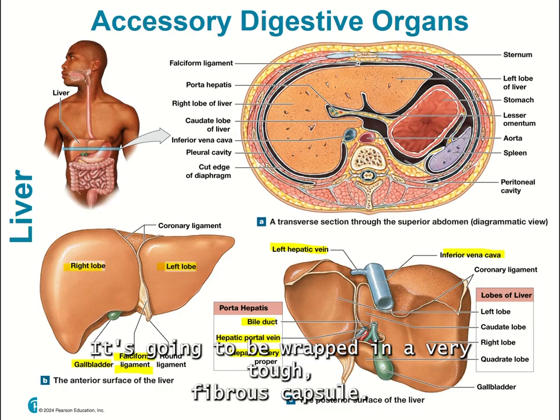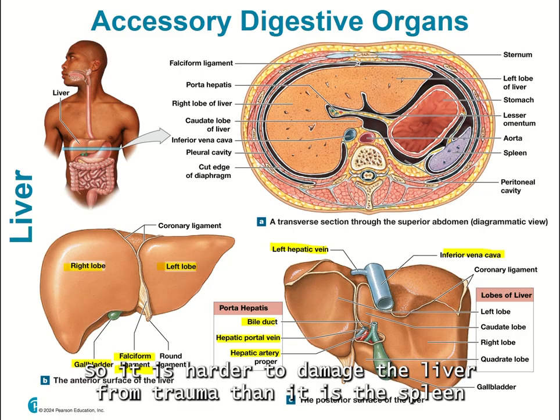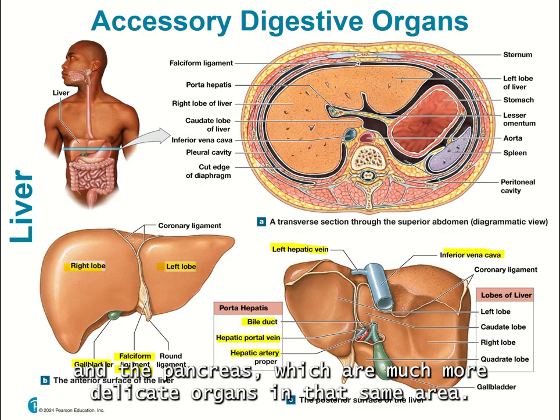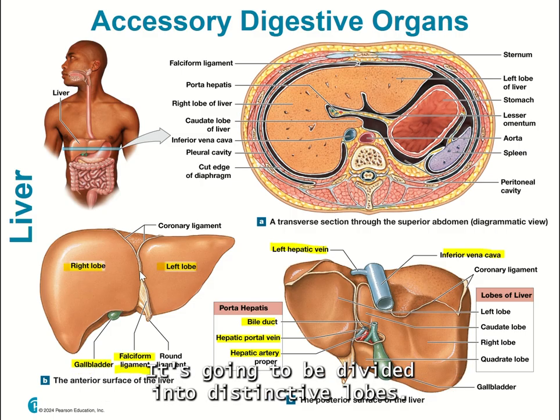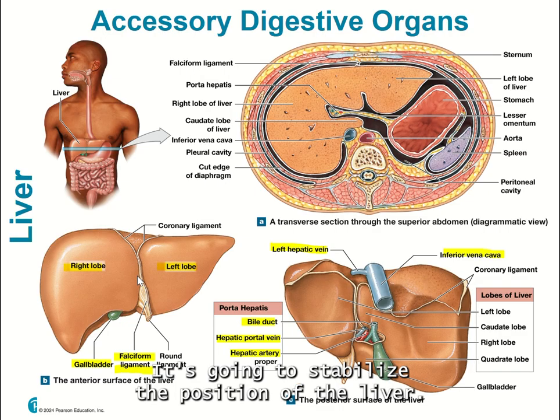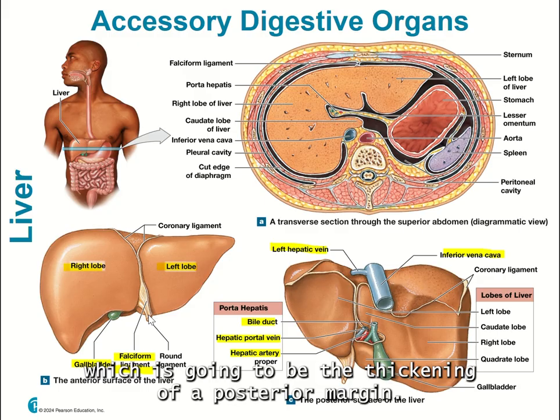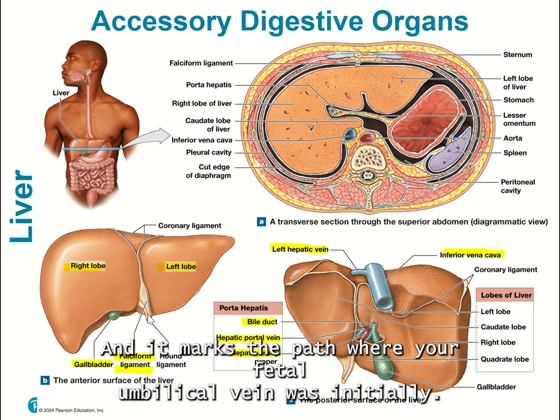It's going to be wrapped in a very tough fibrous capsule. So when you do a dissection, you feel the liver feels really hard. So it is harder to damage the liver from trauma than it is the spleen and the pancreas, which are much more delicate organs in that same area. It's going to be divided into distinctive lobes. Those lobes are actually physically separated by this falciform ligament that's going to be right between the two of them. It's going to stabilize the position of the liver, and you're also going to have a round ligament, which is going to be the thickening of a posterior margin, and it marks the path where your fetal umbilical vein was initially.